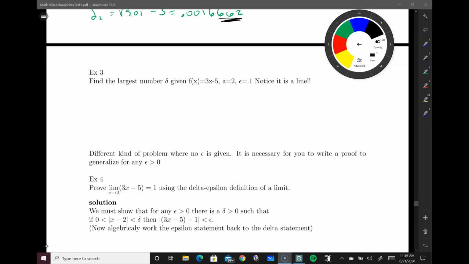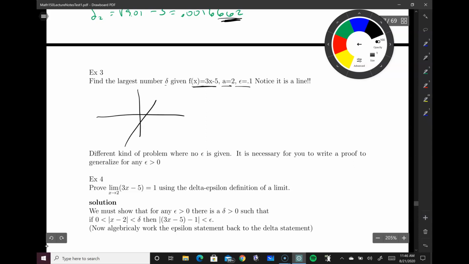All right, so here I'm giving you the information in a little bit of a different way. I'm just giving you the line and the A and the epsilon. Okay, so let's just draw the line. You know this is a line that looks something like this, right? And A is 2, and that goes with the Y value of, you just plug it in, right? That gives you the Y value of 6.